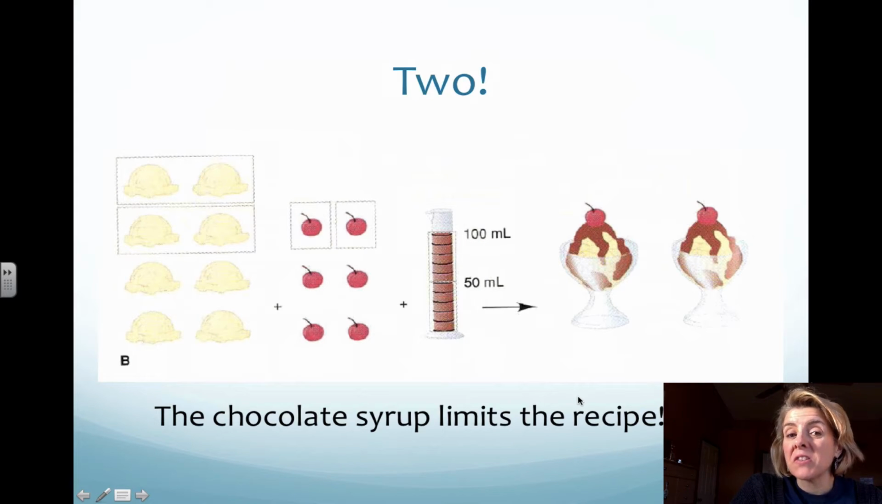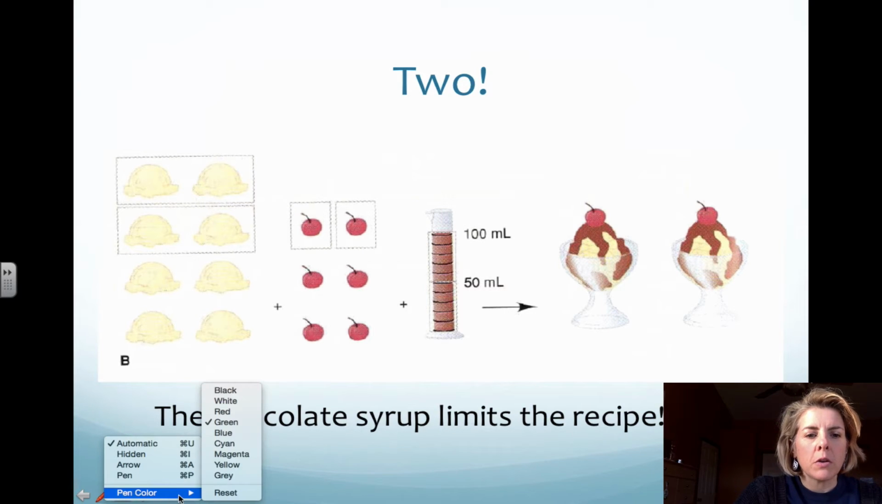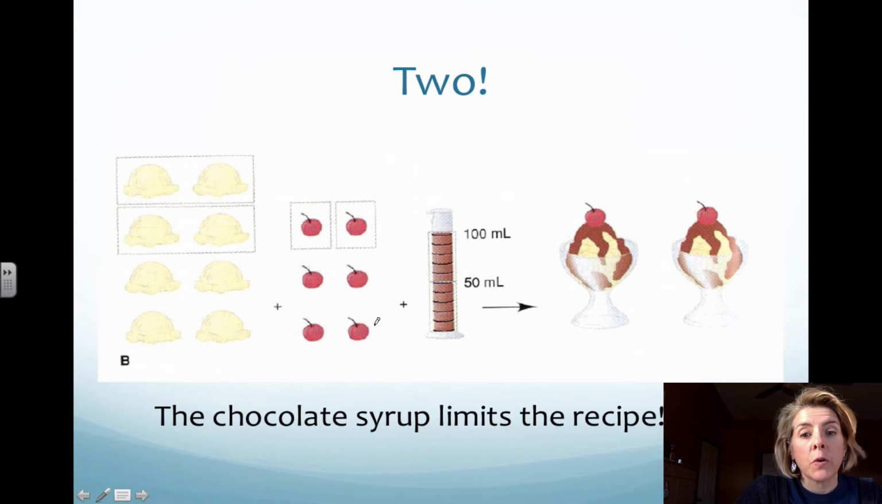Notice, because we have a limiting factor, or what we call a limiting reagent, chocolate syrup, there's only 100 mils of it. And notice that in order to have a correct sundae, we need to have 50 mils each. So we have plenty of extra cherries, plenty of extra ice cream, but that doesn't matter. We need to have that chocolate syrup in order to have 2 sundaes. So the chocolate syrup is the limiting factor or the limiting reagent.